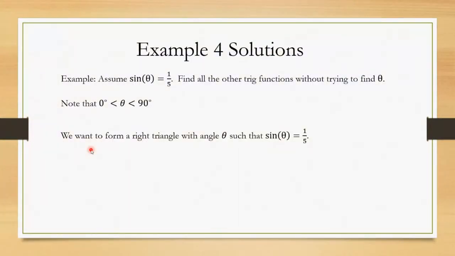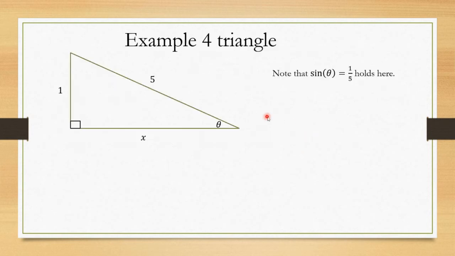And again, basically what you want to do is draw a right triangle with the angle theta and the right angle, of course, such that this is true. So we want this to be true. Well, let's say we had this right triangle. We have the right angle. That's what this little square denotes.